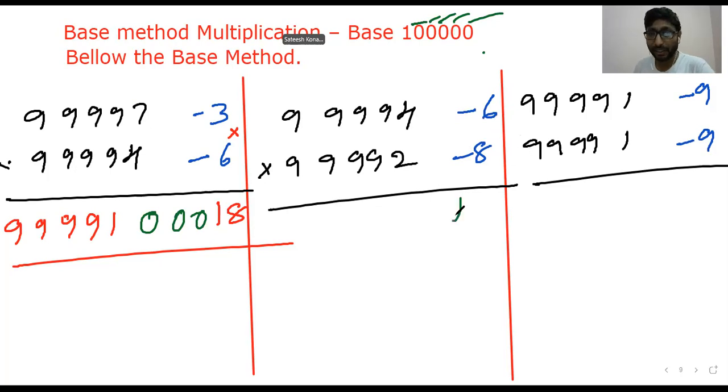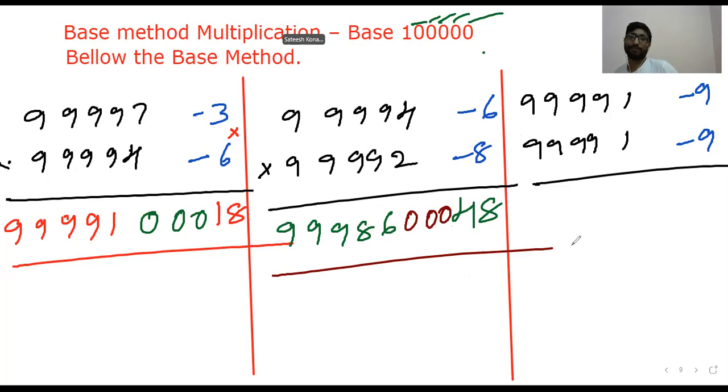Simple. 6 eights are 48. 99,994 minus 8 is 99,986. So the final answer is 00048. See how fast we are doing it. That's the magic. This is the magic.